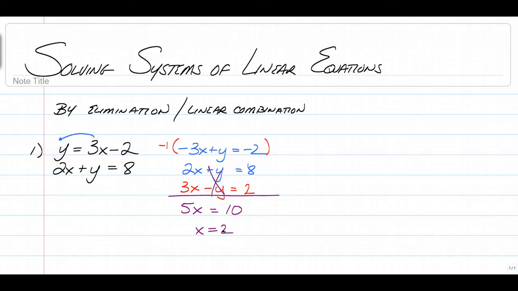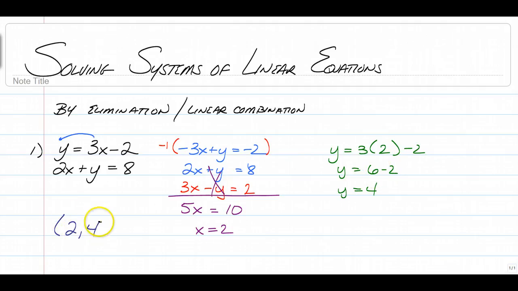But just like the other methods, once you find the first variable, you are not done. You are going to want to substitute the 2 back in to one of your two original equations. It really does not matter which one. So I'm going to go with y is equal to 3x, but we know our x value is 2, minus 2, so y is equal to 6 minus 2, so y is equal to 4. And as always, we write the solution to our system as an ordered pair, 2, 4.